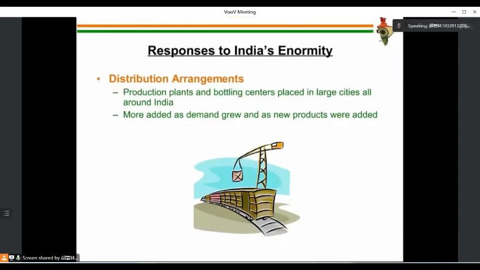And then about the distribution arrangement, production plants and bottling centers were placed in larger cities all around India, like Mumbai, New Delhi, and more have been added as the demand grew. As the Indian people started to demand more of their product, they added more production plants.